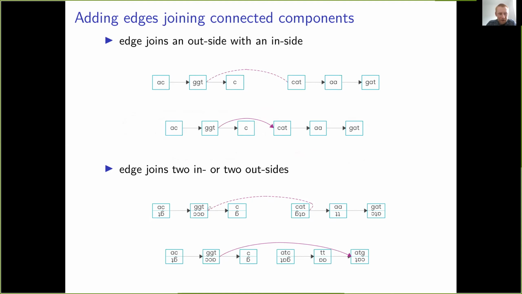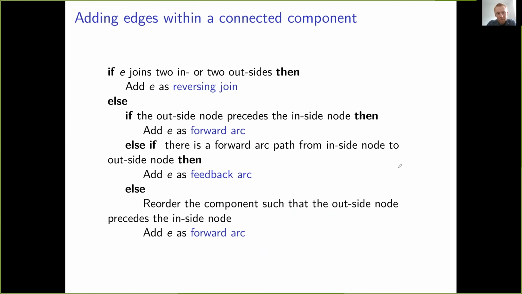The second case is when the edge joins two outsides or possibly two insides. In that case, we can reverse the orientation and order in one of the components, and then we will have the previous case. The edge will join an outside with an inside, and we join these components in the same way.